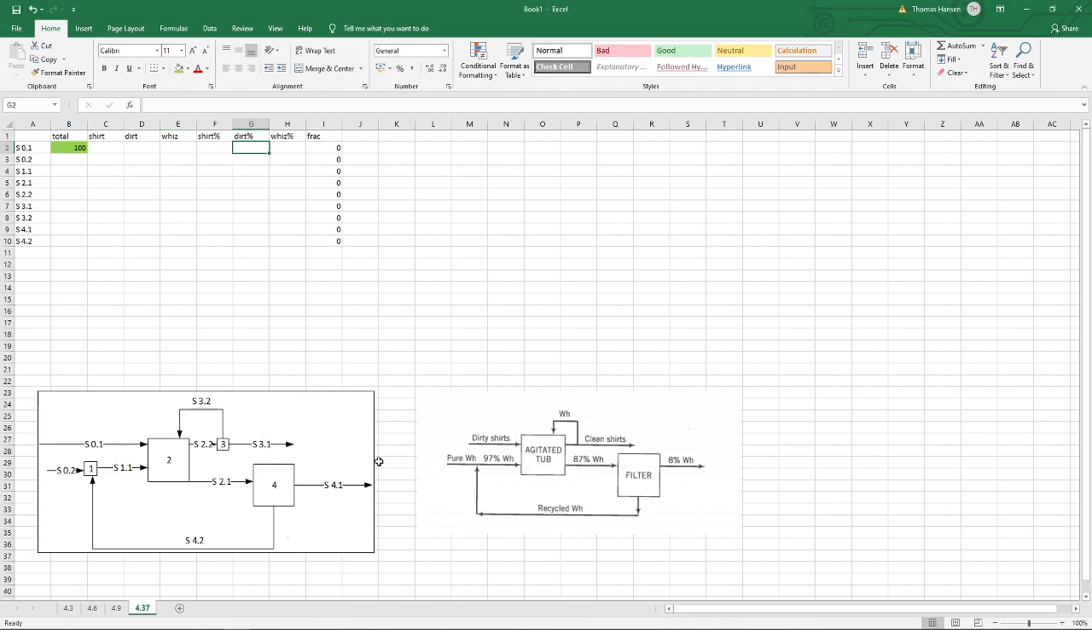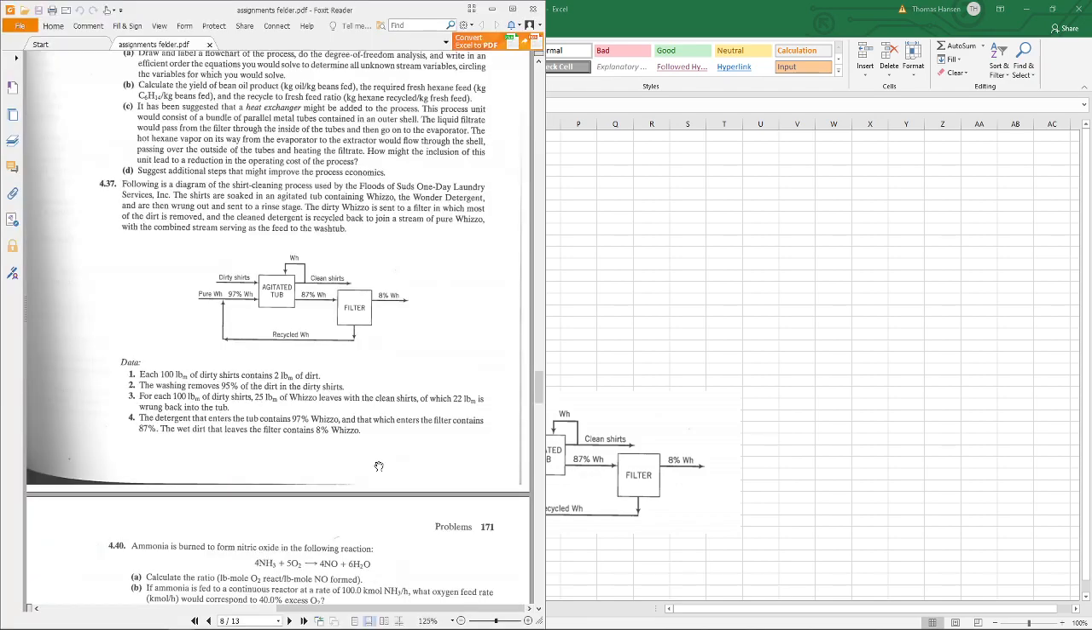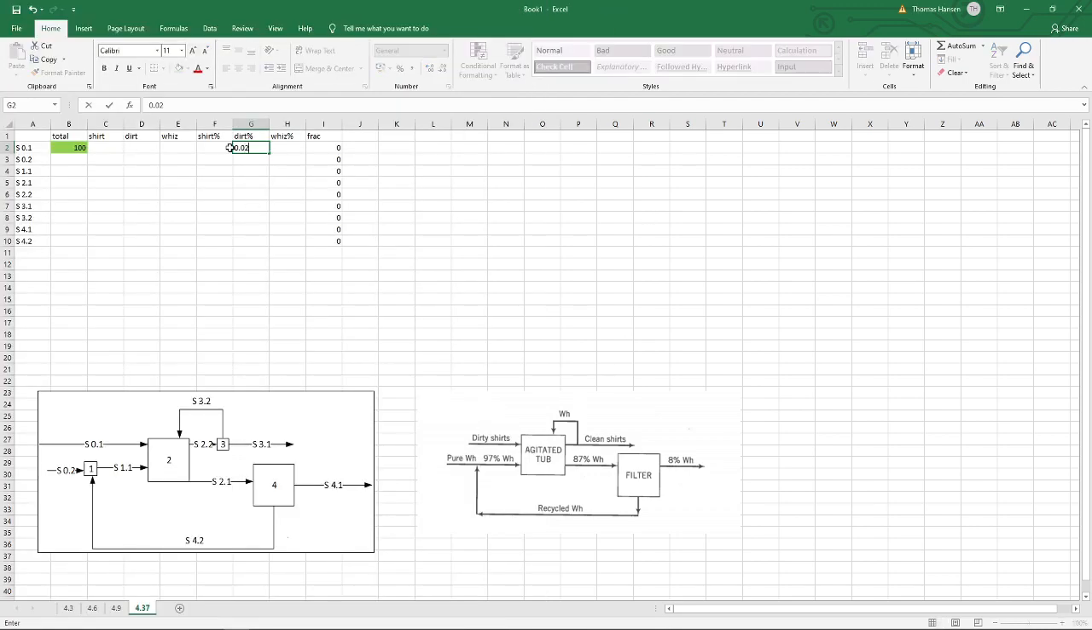Well, some of the stuff I would actually put into the active cells here. So for instance, we're being told that if we have 100 pounds of dirty shirts, we'll have 2 pounds of dirt in those shirts. So the stream with the dirty shirts contains 2% dirt. That's basically what that translates into. So I can put that in there. I have 2% dirty shirts.